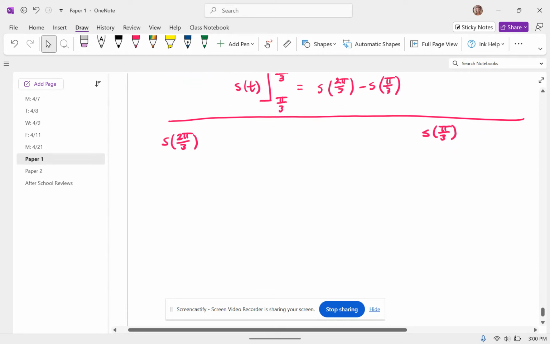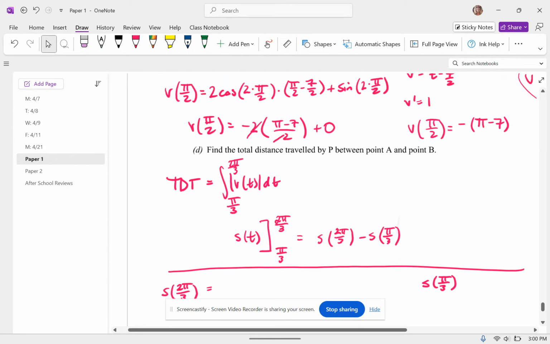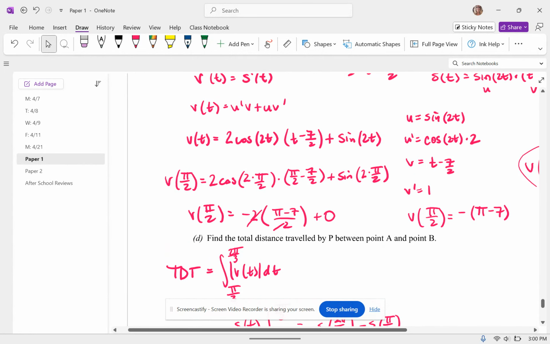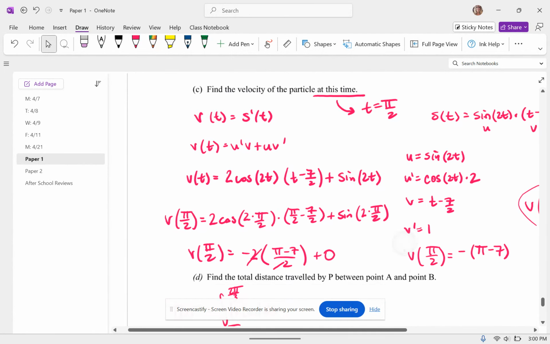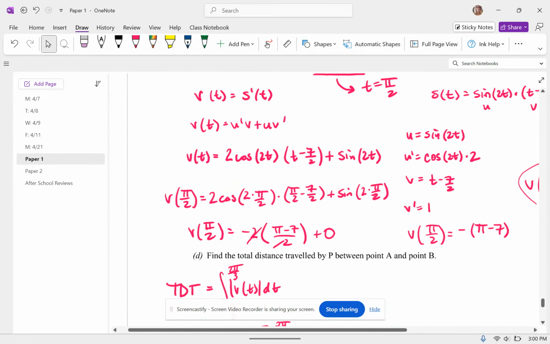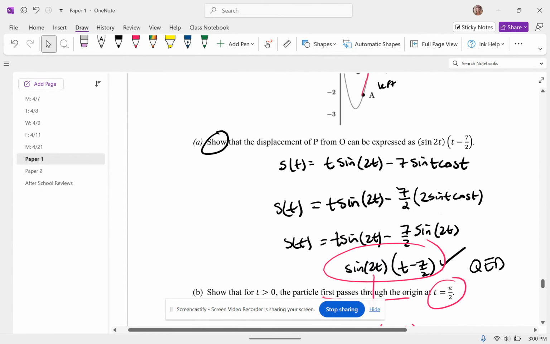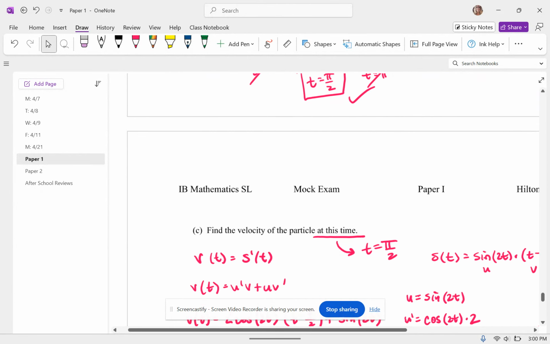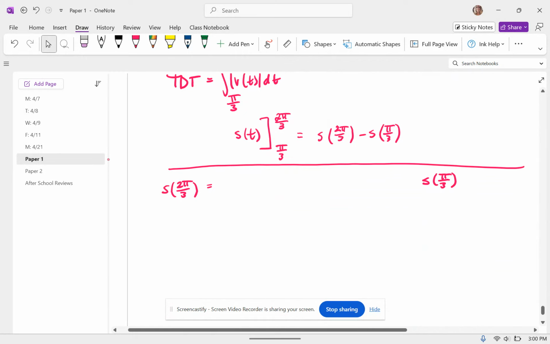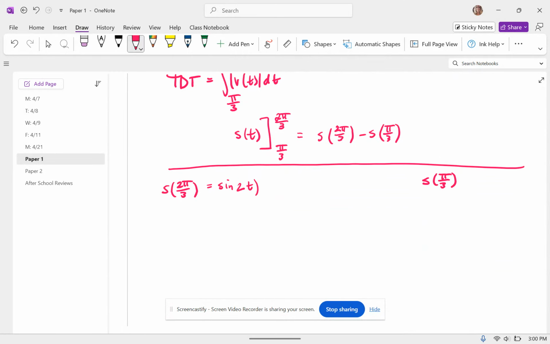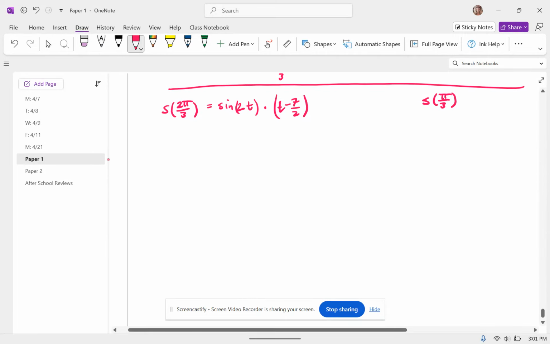Okay, so let's see, where's the position function? I think I'm going to want to use the factored form, aren't I? That seems like the easiest version, right? What is it? Sine of 2... I'm just writing this down so I have it to work with.